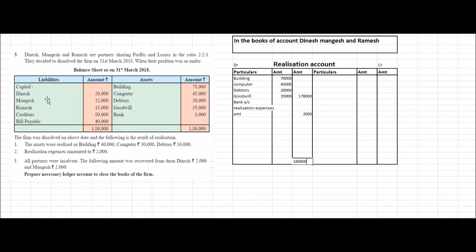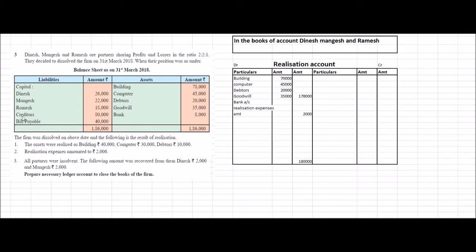Next are the liabilities. When all the partners are insolvent, nobody is able to pay the liabilities. At that time we should keep the accounts of creditors and bills payable. We need to open third party liabilities accounts, a creditors account and a bills payable account, separately. In the realization account, we only take the assets. The liabilities entries are not coming under the realization account.